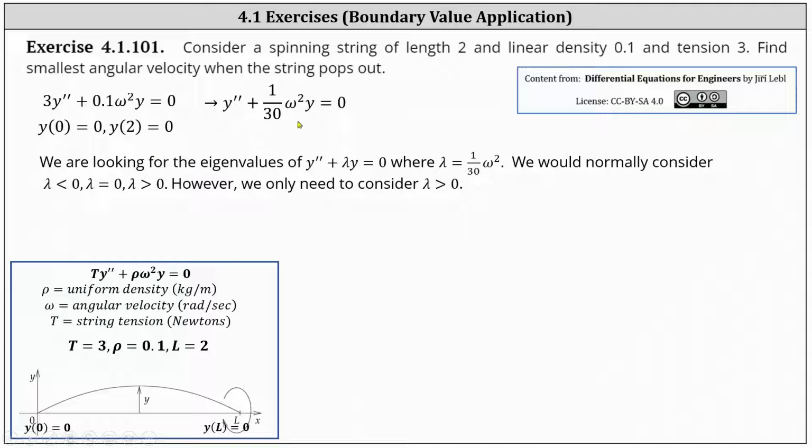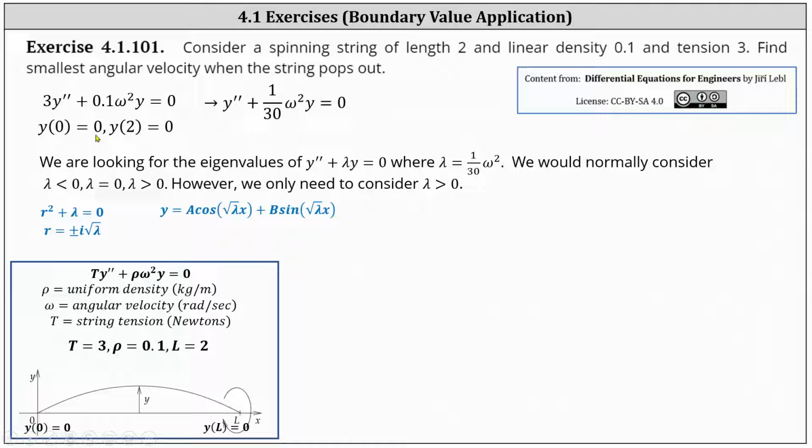We are now looking for the eigenvalues of y'' + lambda y = 0, where lambda is 1/30 omega squared. We normally consider lambda less than 0, lambda equals 0, and lambda greater than 0. However, we only need to consider lambda greater than 0 here because lambda is equal to 1/30 omega squared, and we know omega is positive. When omega is greater than 0, the corresponding characteristic equation is r squared + lambda = 0, where the roots are plus or minus i square root lambda. So because we have two complex roots, the general solution is y = a cosine(square root lambda x) + b sine(square root lambda x).